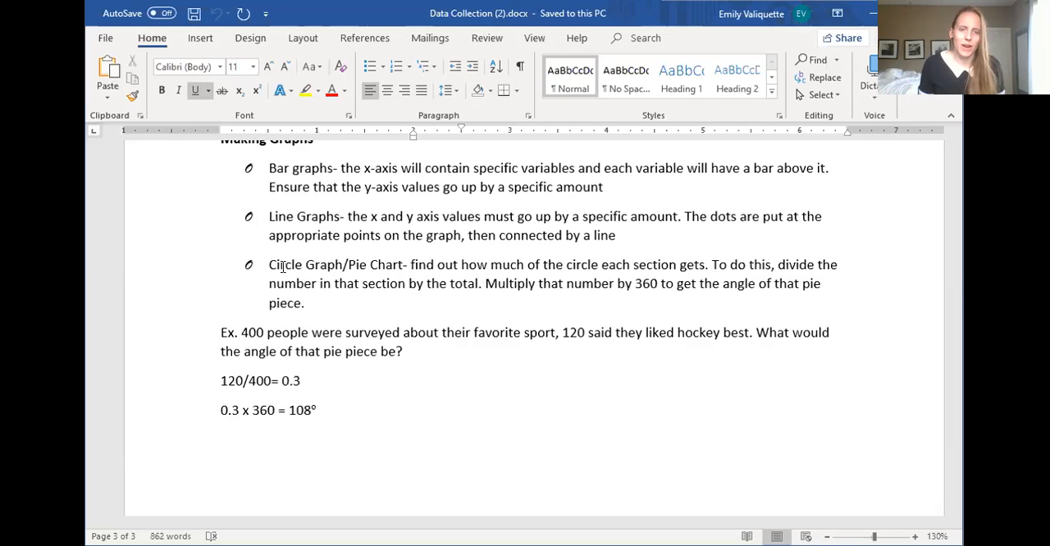And then with a circle graph, you need to find out how much of the circle each section gets. Again, sometimes people just randomly put in numbers and they don't even add up. So what you do is you divide the number in that section by the total number of the survey and then multiply by 360 to get the angle of that pie piece. So we're going to go through an example of this as well.